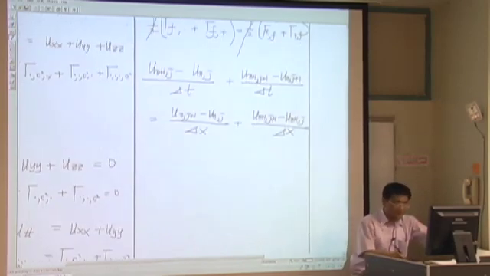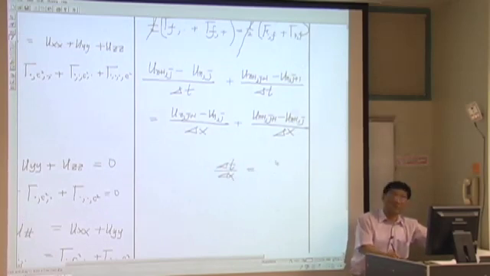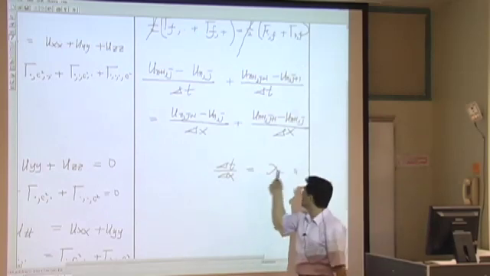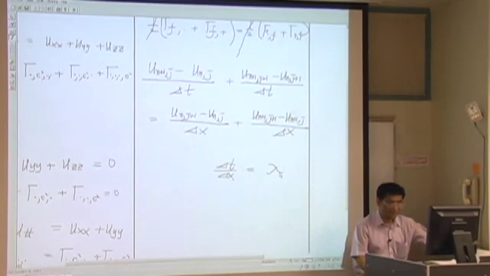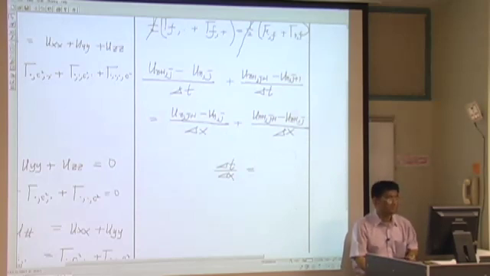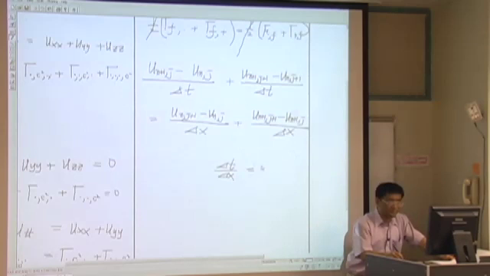So I will call delta t over delta x, say, what kind of letter might be good? Lambda. I will use lambda. People use lambda to represent this notation. And it looks like this. I multiply both sides by delta t, then we get this thing.